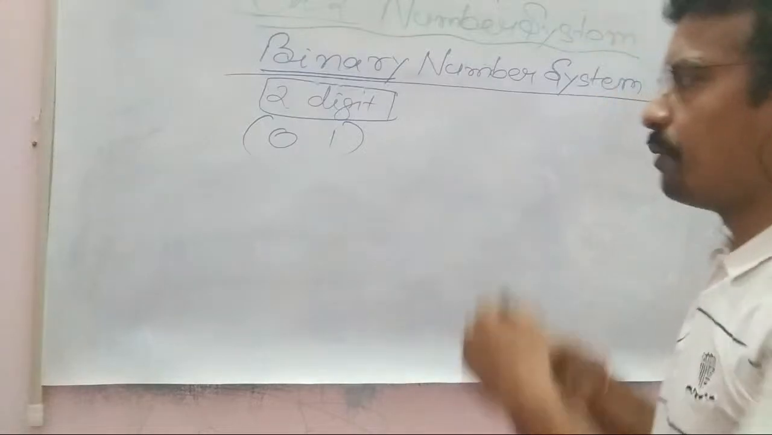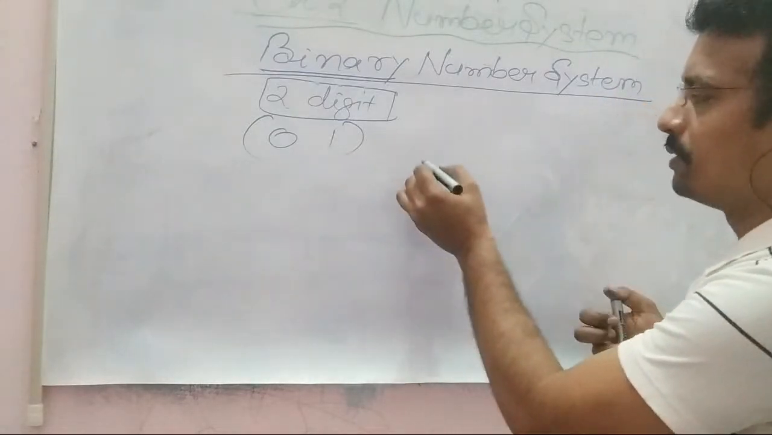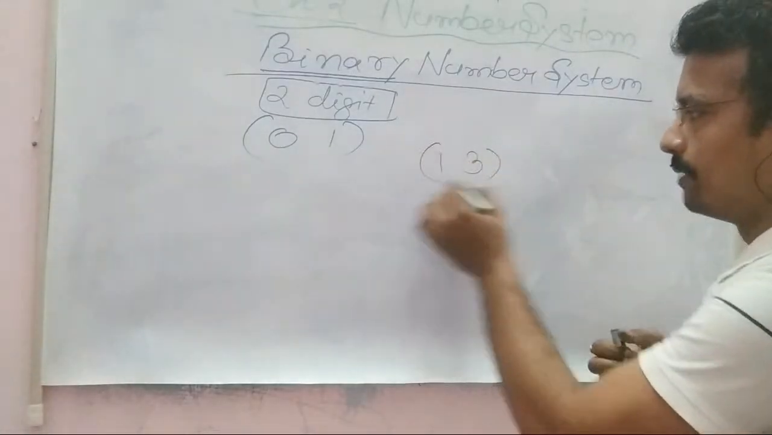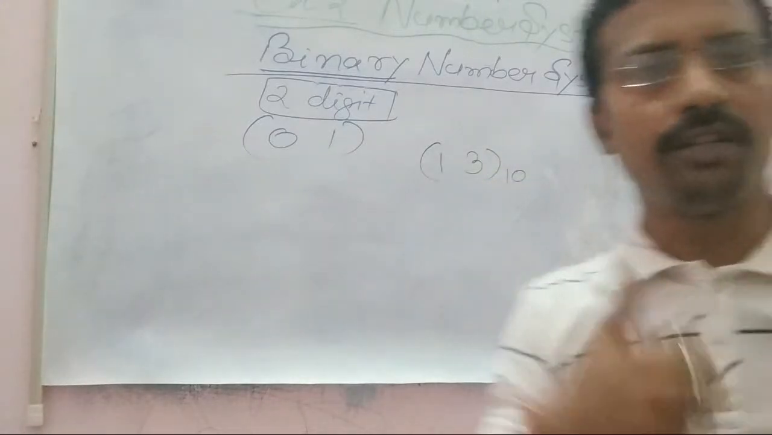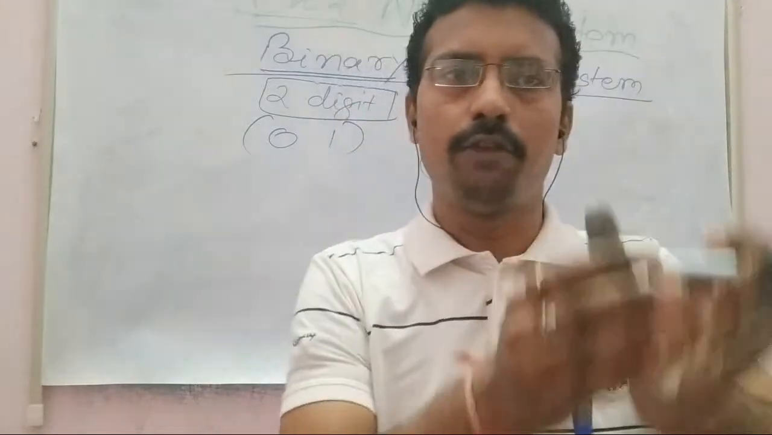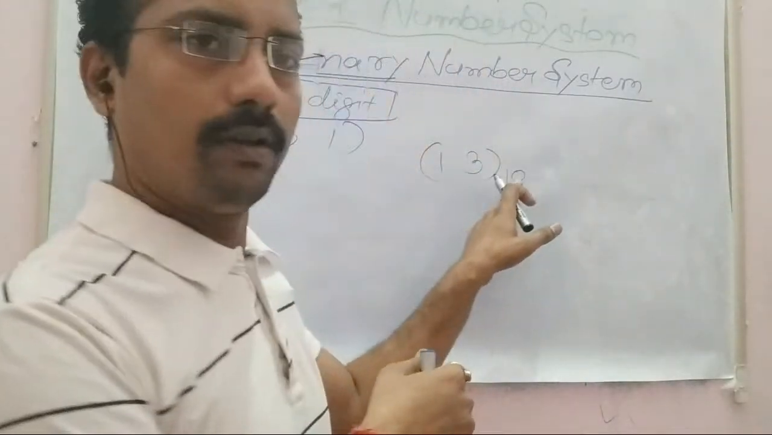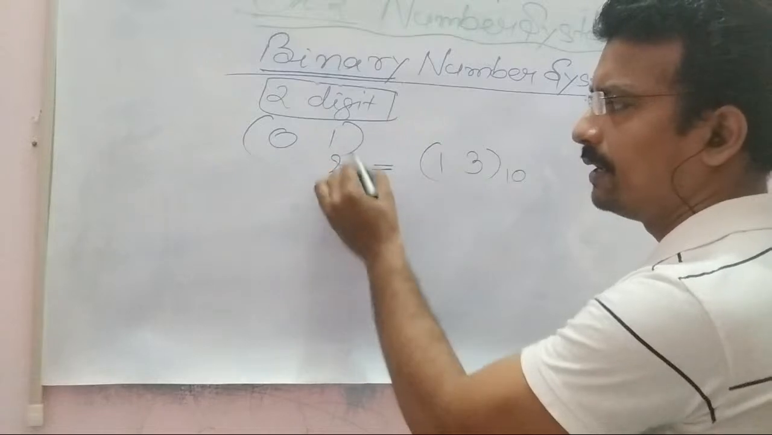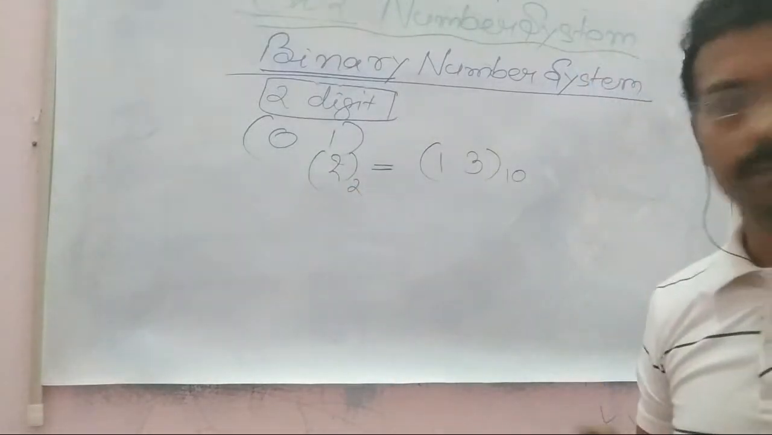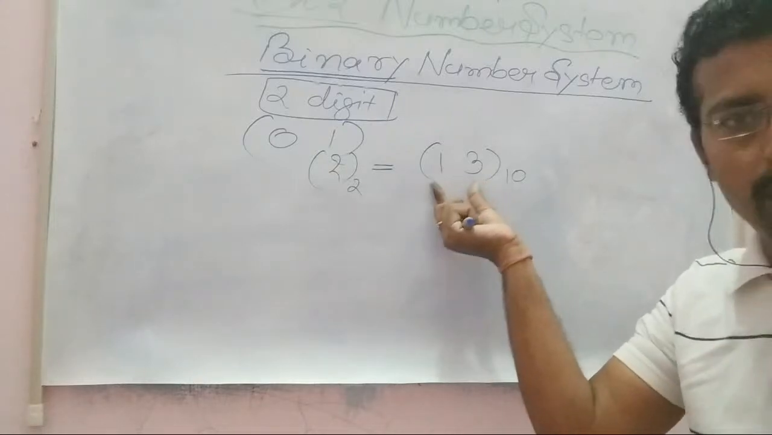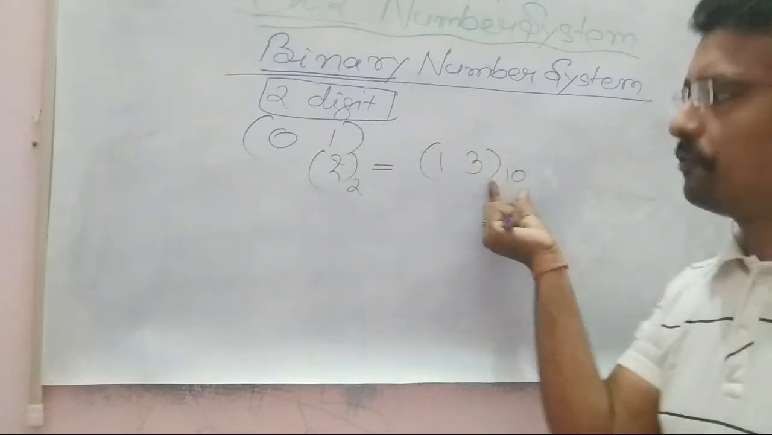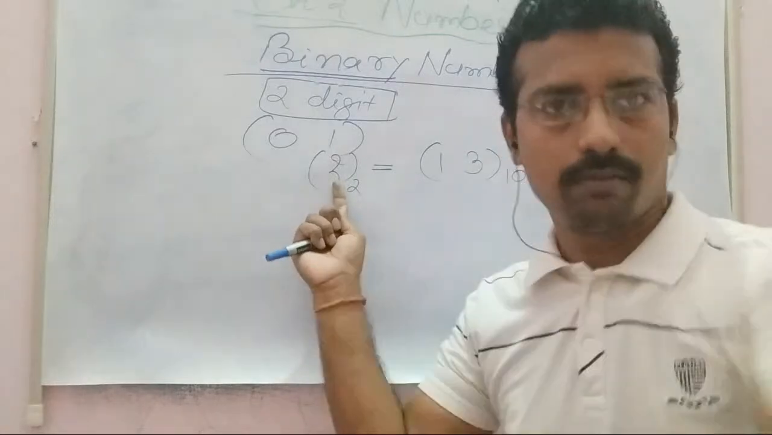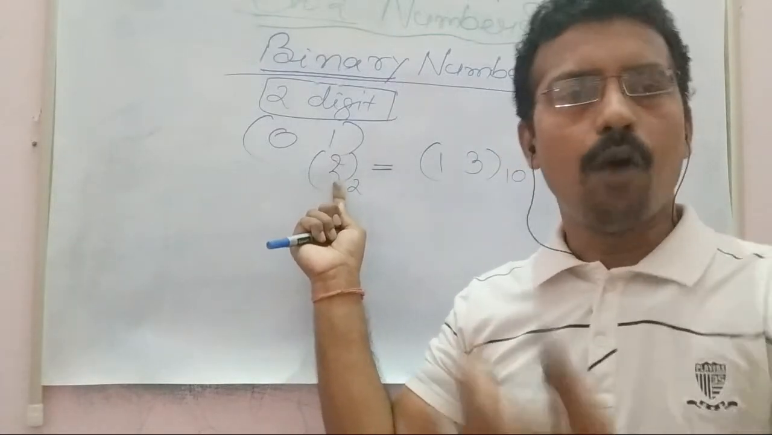Let's see. Suppose I say there is a decimal number and the number is 13. This is a decimal number. So decimal number, as I have just told, is any number which can be represented in the form of base 10. Clear? Now I have to convert this particular number into the form of base 2. Means this particular number will be converted from this format to this format. What will be the value? Later. Just we will calculate. So let's see how we will calculate it.